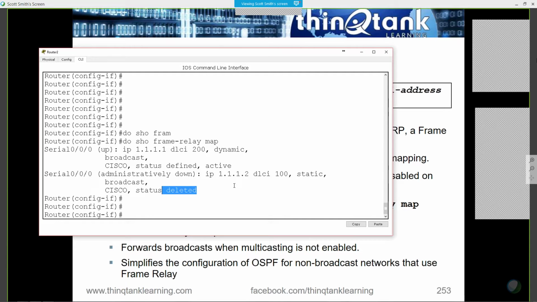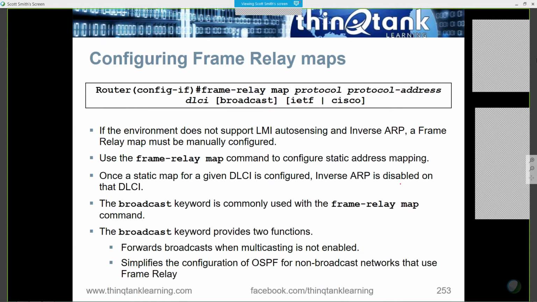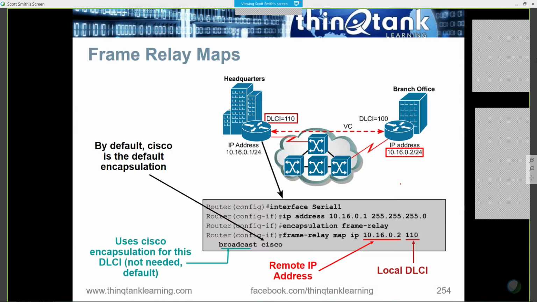A static frame relay map is like a static route. So here we did encapsulation frame relay. We're assuming that inverse ARP doesn't work, LMI doesn't work, so we're going to put in our static map. 0.2 is the remote IP. 110 is the local DLCI. Broadcast means we can send broadcast traffic, and Cisco is the encapsulation type. That is actually redundant. You don't have to specify Cisco since it is the default.